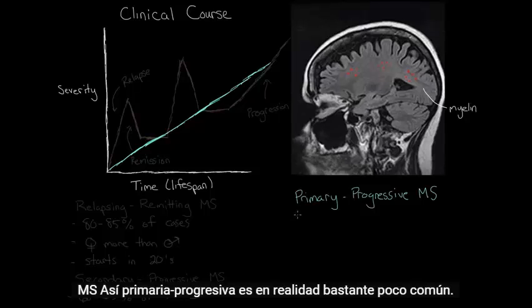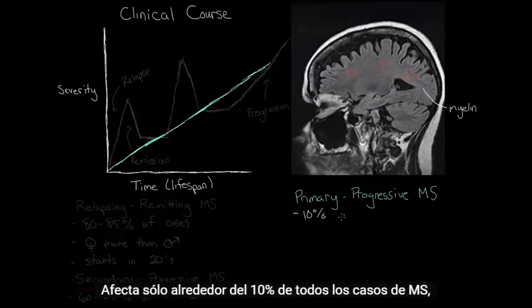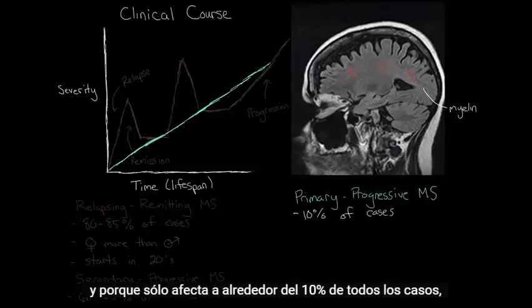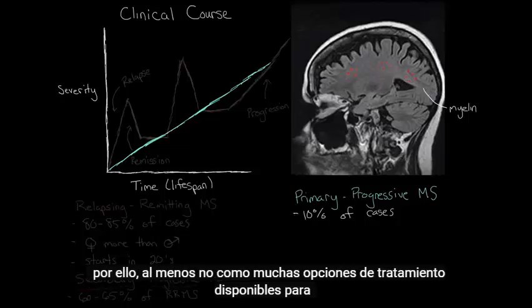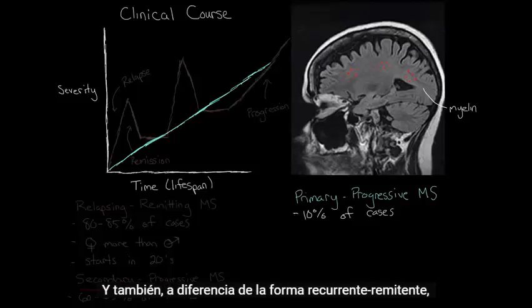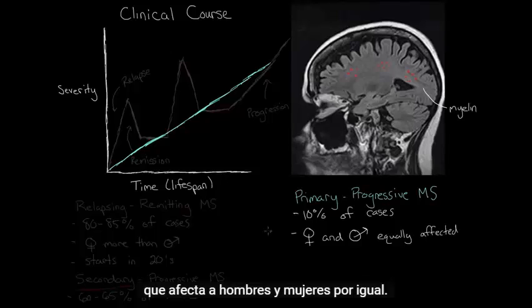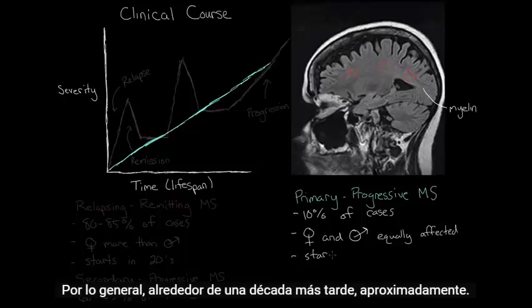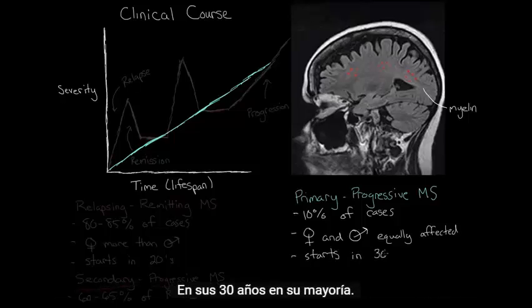So primary progressive MS is actually pretty uncommon. It affects only about 10% of all the cases of MS. And because it only affects about 10% of all the cases, there aren't really that many treatment options available for it. At least not as many treatment options available as for the relapsing remitting form. And also, unlike the relapsing remitting form, it affects men and women equally. And usually it starts a little bit later than the relapsing remitting form, usually about a decade later or so, in your 30s mostly.